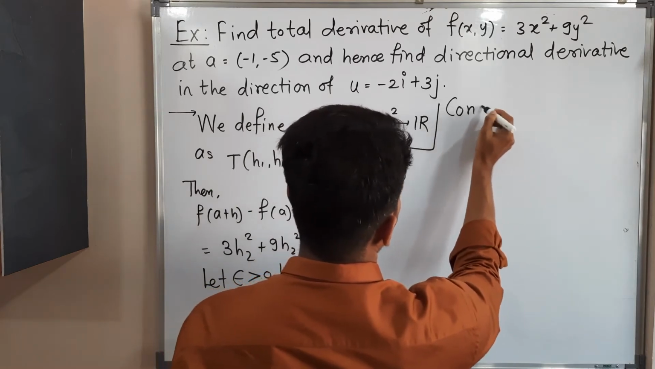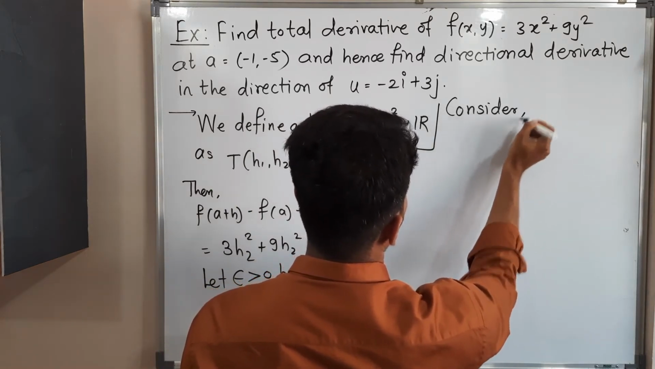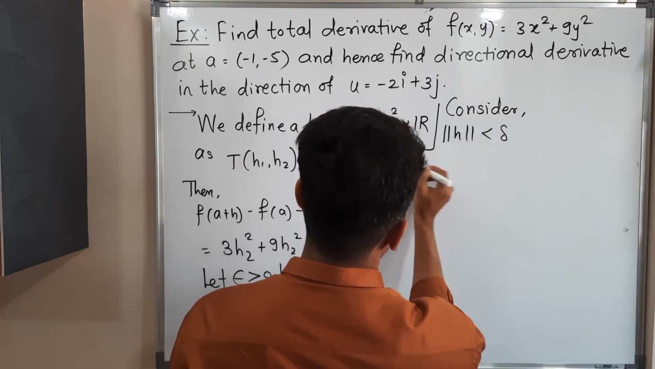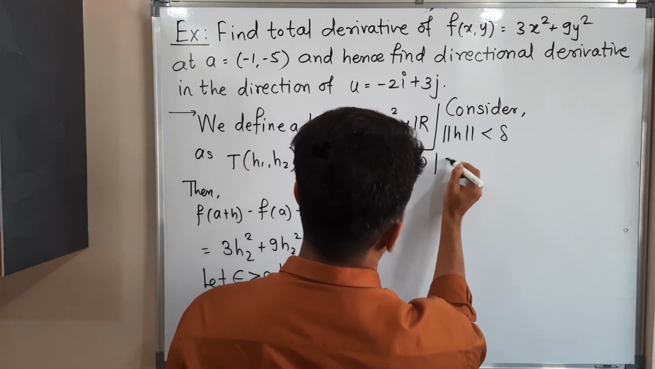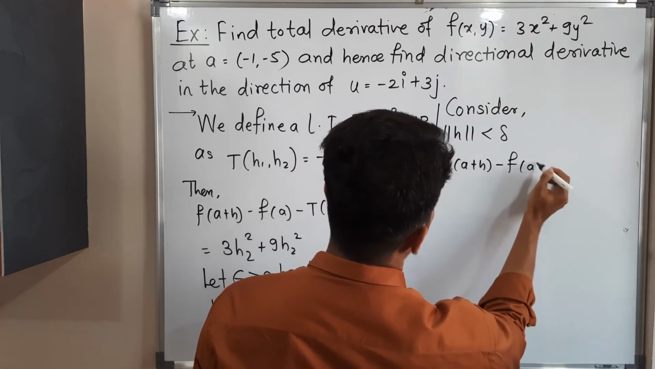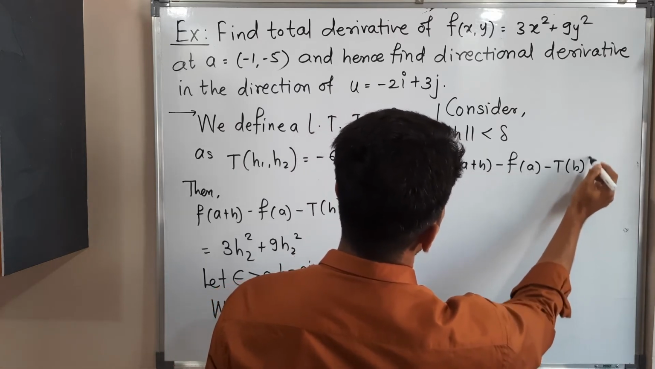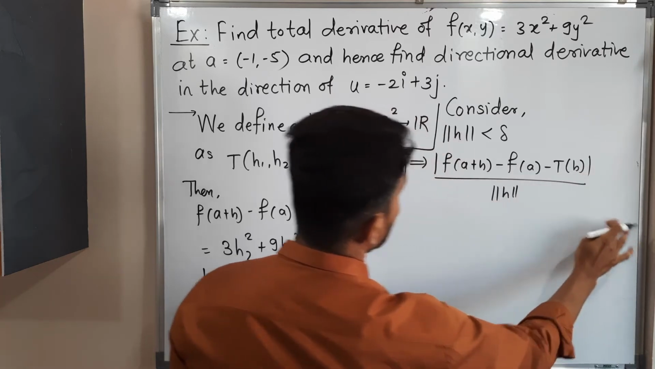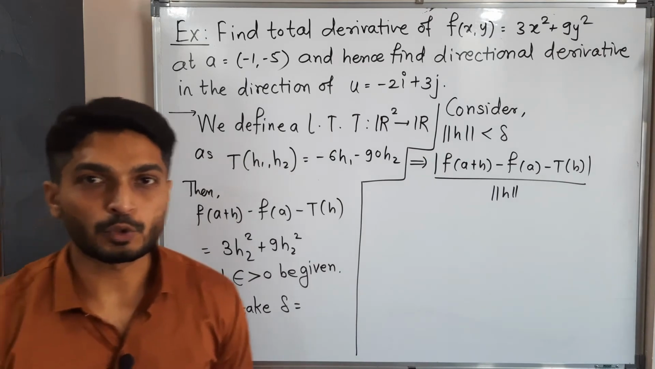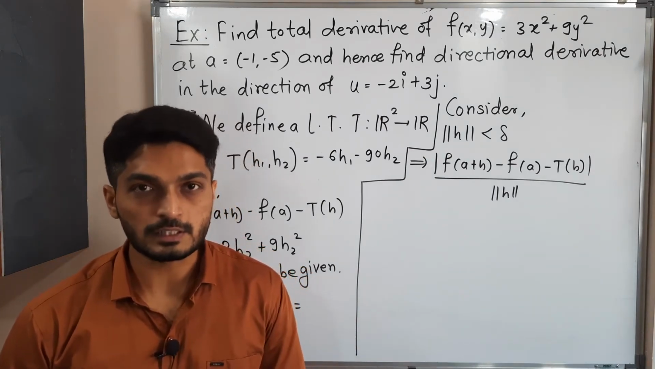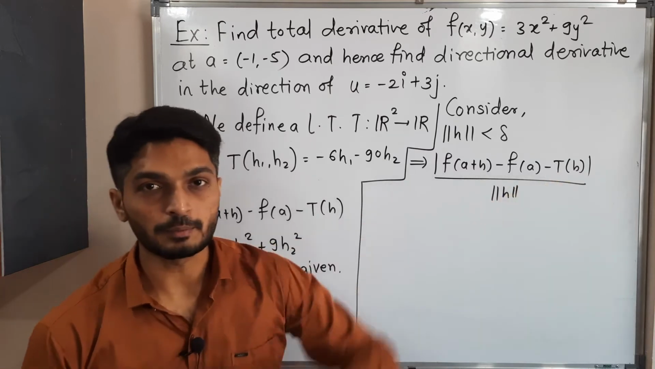Consider norm h less than delta implies mod f of a plus h minus f of a minus t of h divided by norm h. We are supposed to prove that its value is less than epsilon. Then we can declare the total derivative exists, which is nothing but t.